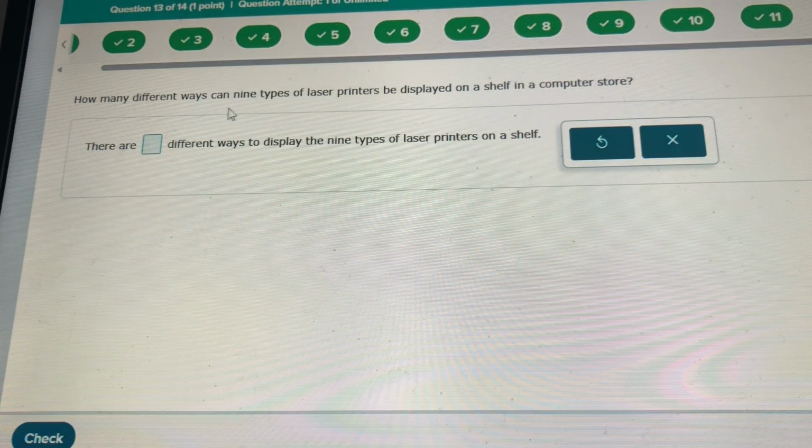How many different ways can 9 types of laser printers be displayed on a shelf in a computer store? So if you put things on a shelf, you could argue, does the order matter or not? If they're on the shelf, does the order really matter? I would say no, but it must matter here because this is the permutation section, and we're going to do combinations in the very next section where order doesn't matter, so we haven't learned that yet. So they didn't say it here, but I'm assuming that the order matters because we haven't learned the case where order doesn't matter. And this is a case where there's 9 laser printers, and it doesn't say it, but I'm assuming that you're putting all 9 of them on the shelf too.